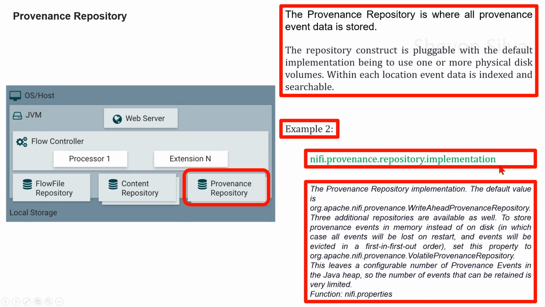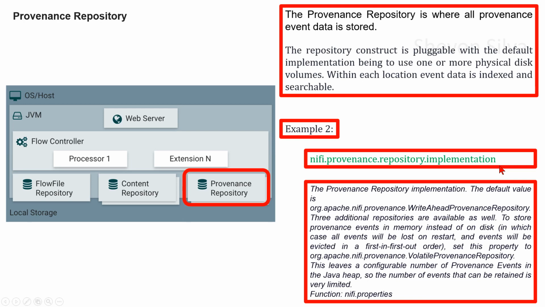Doing so is as simple as changing the implementation property value from org.apache.nifi.provenance.persistent provenance repository to org.apache.nifi.provenance.write-ahead provenance repository. Because the provenance repository is backward compatible, there will be no loss of data or functionality. The encrypted write-ahead provenance repository builds upon the write-ahead provenance repository and ensures that data is encrypted at rest.